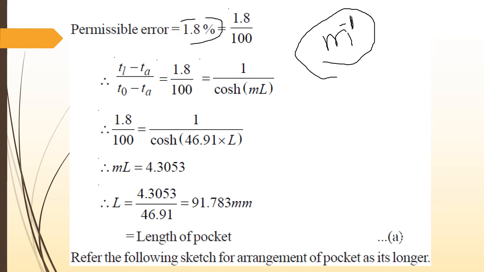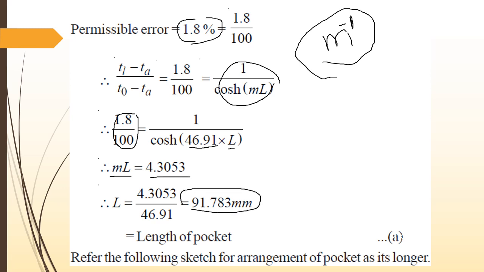So the permissible error is 1.8%, that is 1.8 divided by 100. So TL minus TA divided by T0 minus TA, that is 1.8 divided by 100, that is 1 upon cos hyperbolic m into L. So 1.8 divided by 100, that is 1 upon cos hyperbolic m value, that is 46.91 into L. So the m into L value, that is 4.3053. So the L value which we will get, that is 91.783 millimeter. That is the length of the pocket.